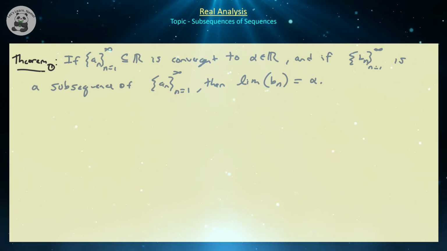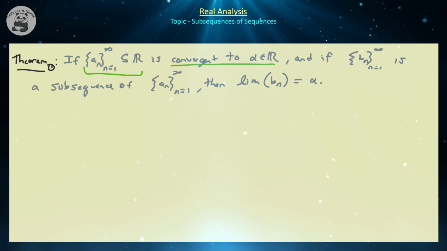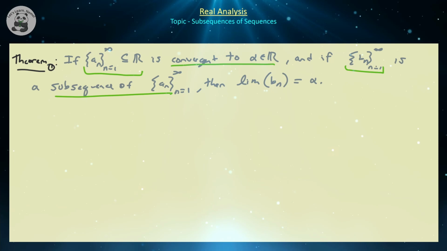So what we're going to do is start off with a sequence in the set of real numbers, and we're going to assume that this sequence converges, right? We get several different things from that. For example, if it's convergent, we also have that the sequence is bounded. And also let's assume that we have a subsequence of that convergent sequence, right?